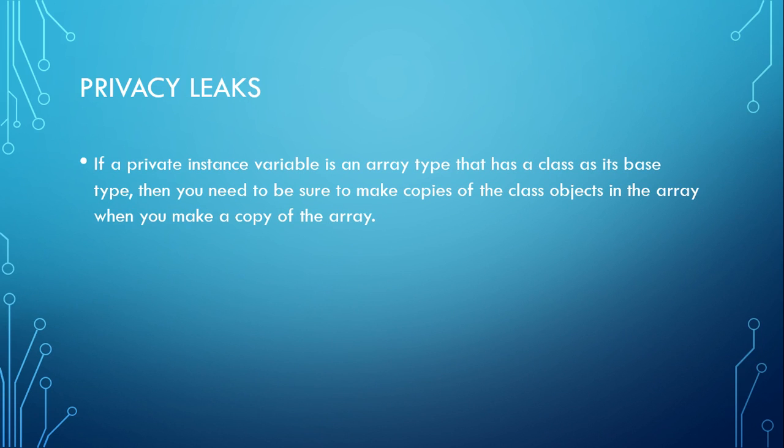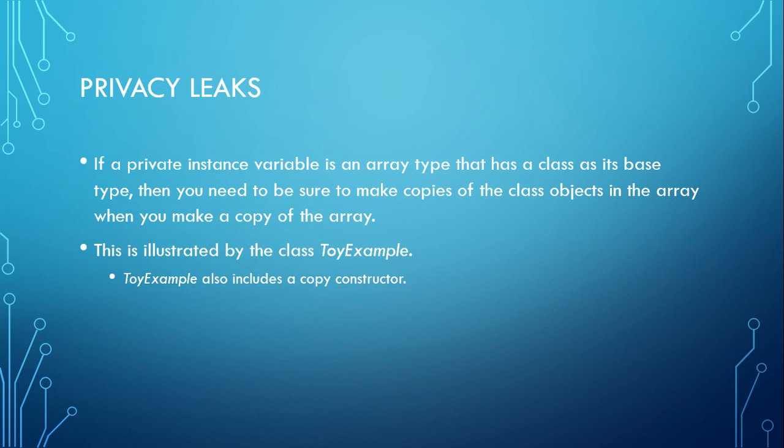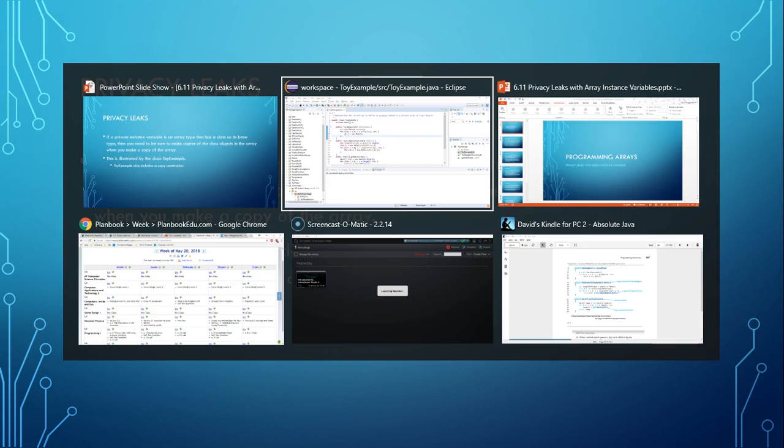Now, if a private instance variable is an array type that has a class as its base type, then you need to make sure that copies of the class objects in the array are made when you make a copy of the array. So you have to make those copies. Of course, this is illustrated by the class ToyExample, which also includes a copy constructor.